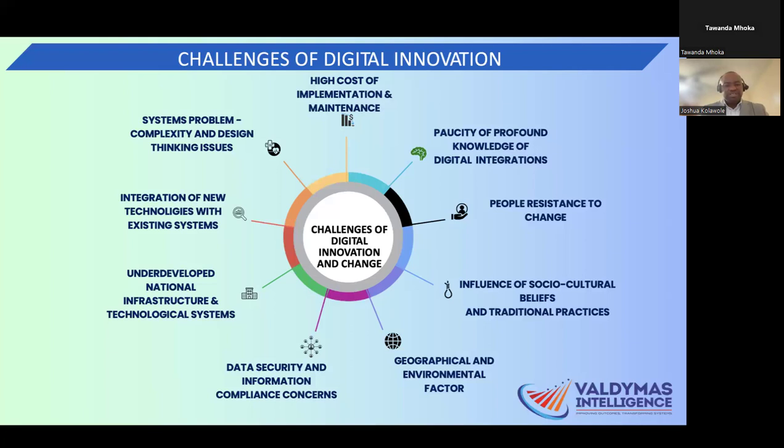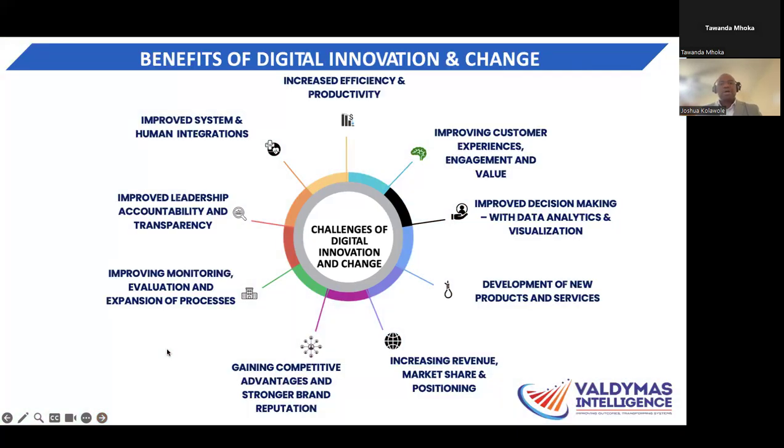And then we have data security and information compliance team. So I'm not telling you problems to make you stop thinking about digital innovation. I'm just showing you the challenges and that these are things that you can solve if you are passionate enough about it. Now, what are the benefits of digital innovation when embraced?